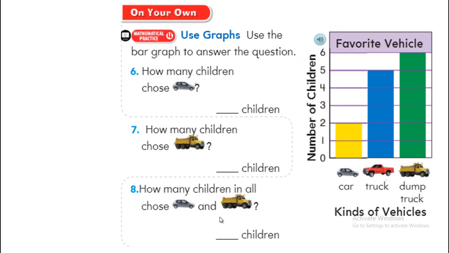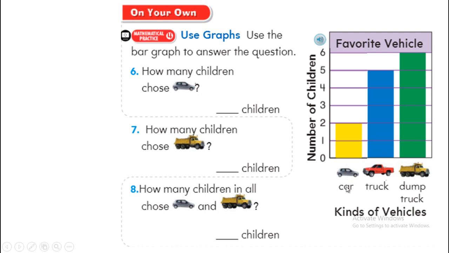Move with me to the next page. This is another bar graph. And in this graph, you can see that our ruler is not down. Our ruler now, it's going upwards. This bar graph is a vertical bar graph. And you can see that the car has this yellow bar on top of it.